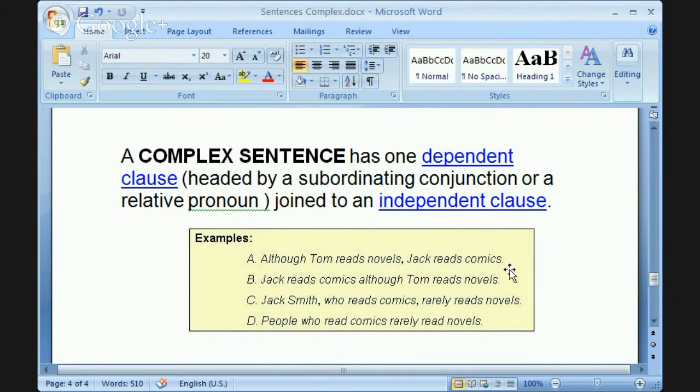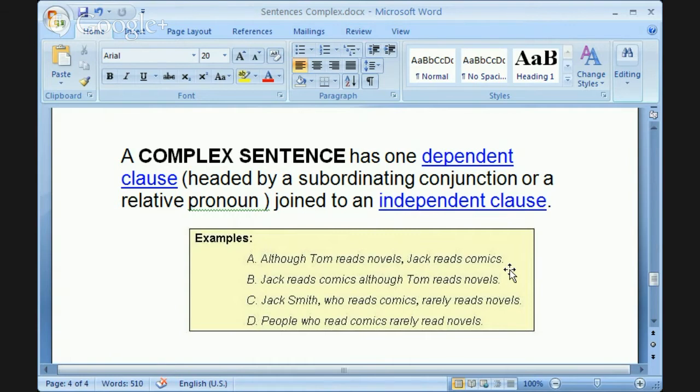Jack reads comics. Comics is the object noun. Classic independent clause. A noun does an action to another noun. All right. I drink water. I do an action, drink, to something, water. Thus, an independent clause. Every sentence, be it simple, compound, or complex, must contain an independent clause.